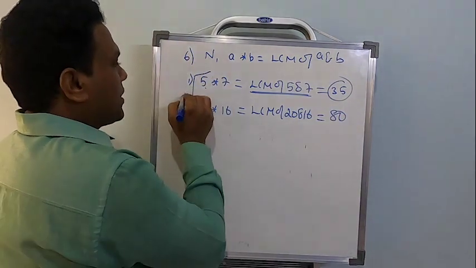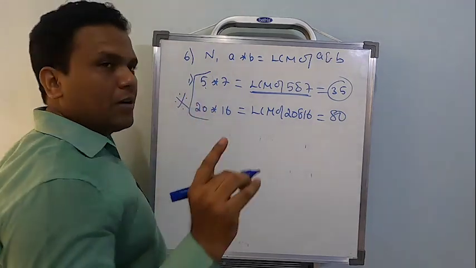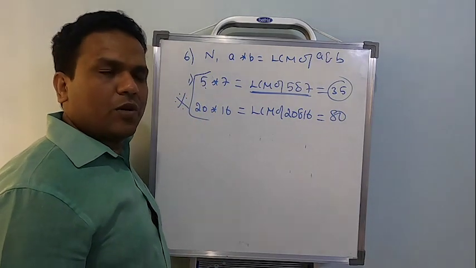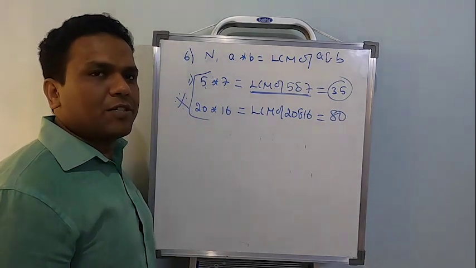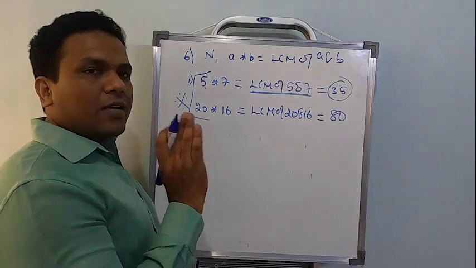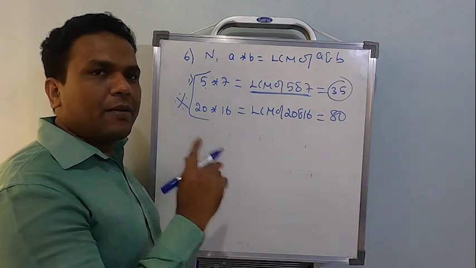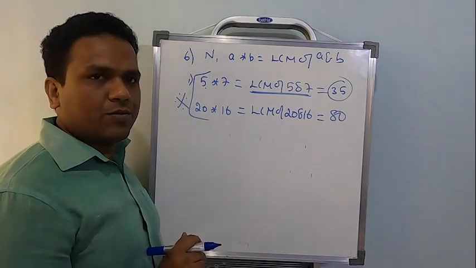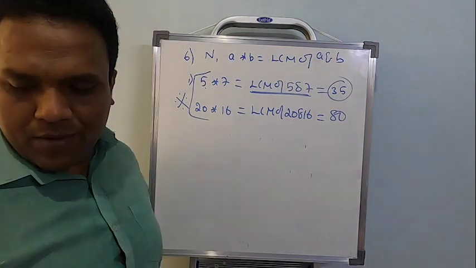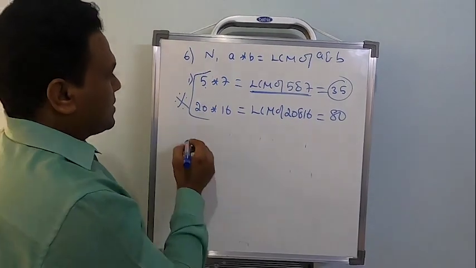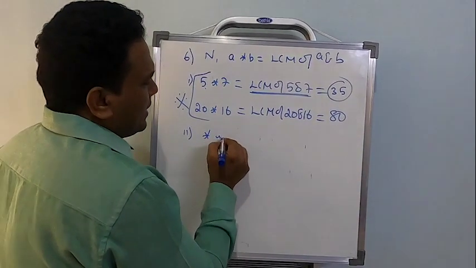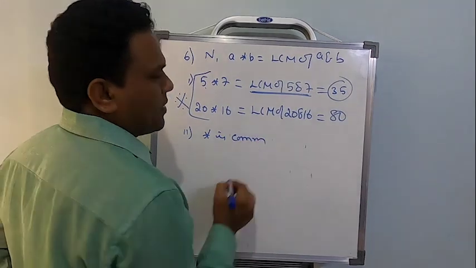These two problems were given the most number of times for 1 mark in the examination. You can check most of the previous examination papers. Not two at the same time, one at a time, any one of these two. So please remember. Now the next under this second one is: is star commutative?